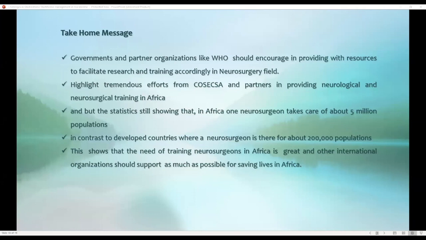Training and then a need. This shows that the need of training, as I told, is great in Africa. So those neurosurgical organizations, and I'm thanking here Dr. Pedro Viesco, I saw him here, he is with us. He's one of my mentors. So in Africa, we still have a great job in training neurosurgeons, supporting COSECSA in this job, supporting research in Africa. We need this. Next slide.